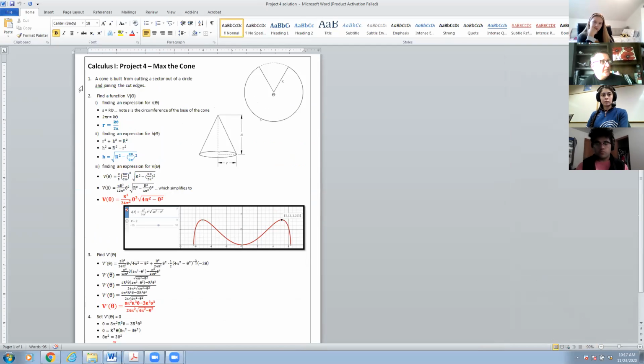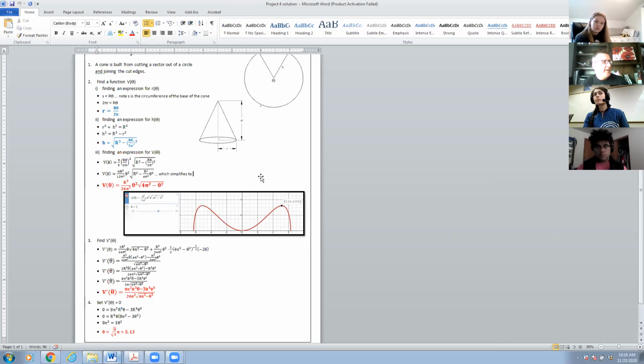It's good in the sense that I have step 1, where I told them a little bit how a cone is built. Step 2, let's find this function. And I have little i, where I found R, and then double i, where I found H. Then I put it all together and showed a couple of simplification steps. And there's my nice, beautiful, bold red answer. That's good communication, but it's not very engaging. People don't necessarily want to look at it.